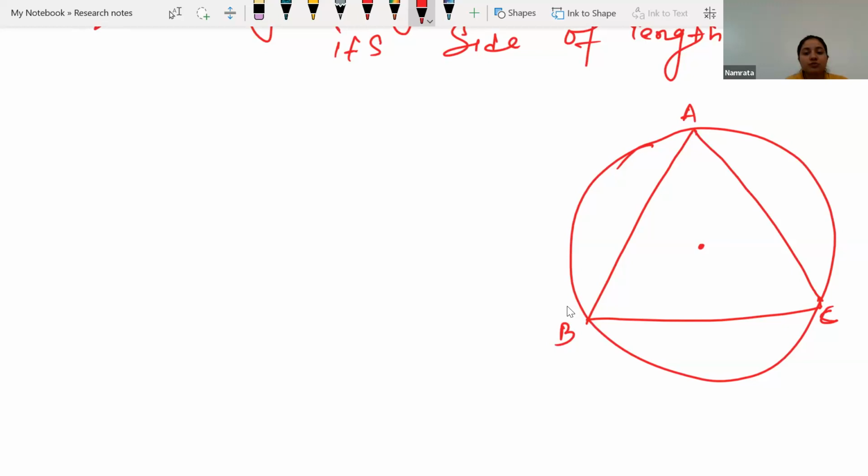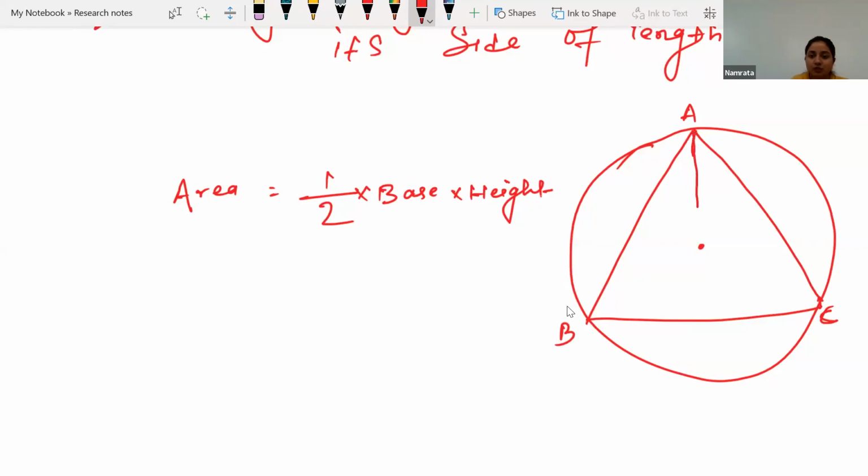So when we don't know which type of triangle we have, the area formula says that the area will be 1/2 into base into height. So what will be the height here? We have to drop a height over here. Let's drop a height.